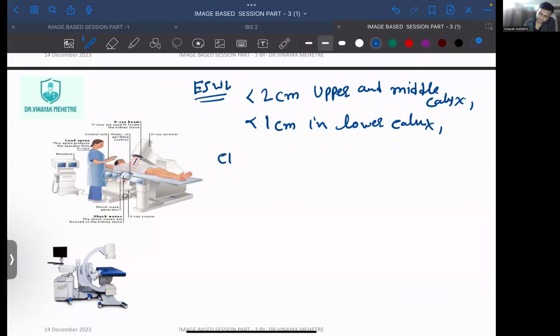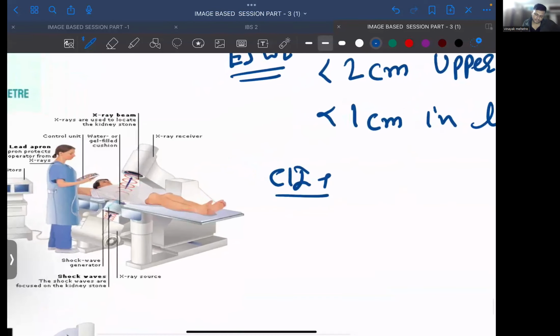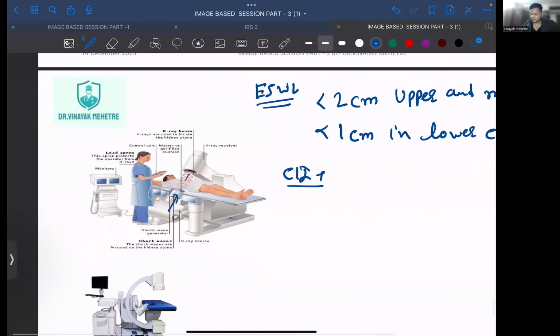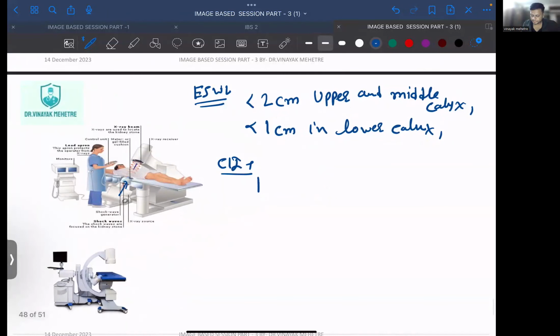कॉन्ट्राइंडिकेशन क्या है इसके? First, we cannot expose beam on a child, right? So patient is pregnant, right? Patient is pregnant. So contraindication, first one is pregnancy, right? Yes. Second will be infection, that is UTI. In UTI we will not do it.